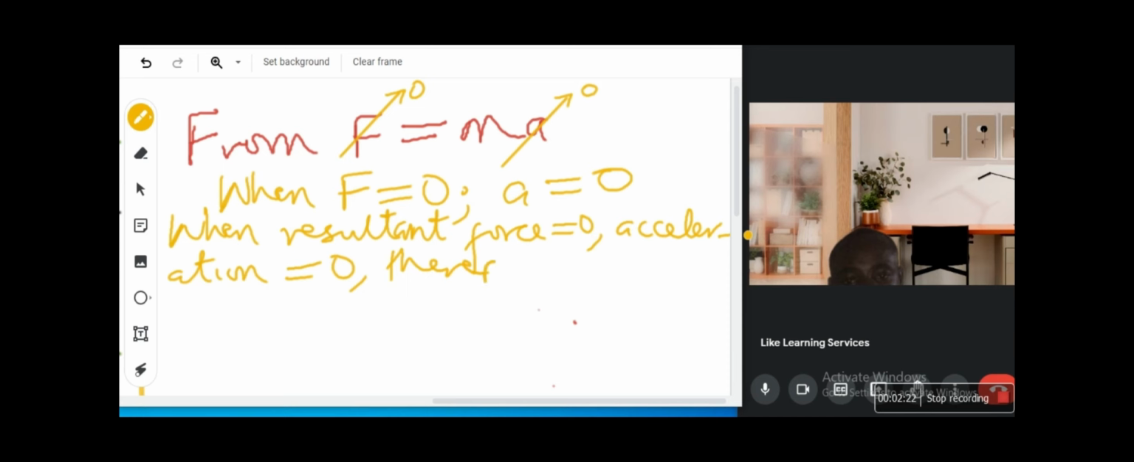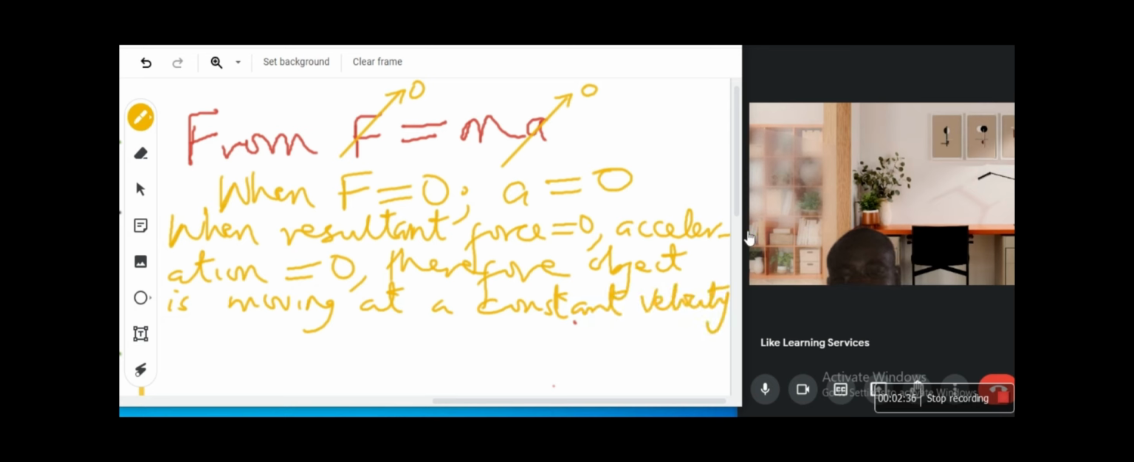Therefore, the object is moving at a constant velocity or steady speed. Steady speed, because for acceleration to be equal to 0, it means the speed is steady, no acceleration. So 0 acceleration means 0 resultant force, or 0 resultant force means 0 acceleration. Or we can also say when acceleration is equal to 0, resultant force is equal to 0. Or when the object is moving at a constant velocity, there is no resultant force.